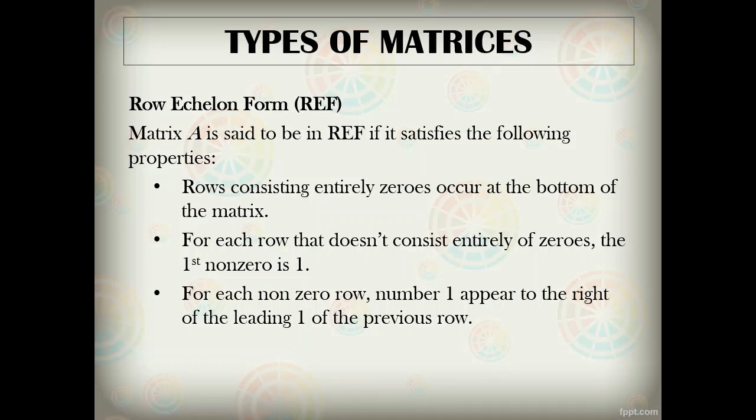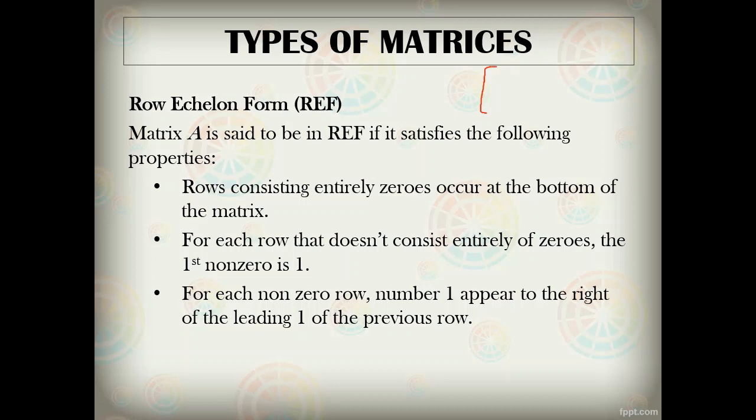Next type of matrices is row echelon form, or in short, we call it REF. To make sure that a matrix is called a REF matrix, make sure that it satisfies these three conditions. The first one: make sure that rows consisting entirely of zeros occur at the bottom of the matrix.